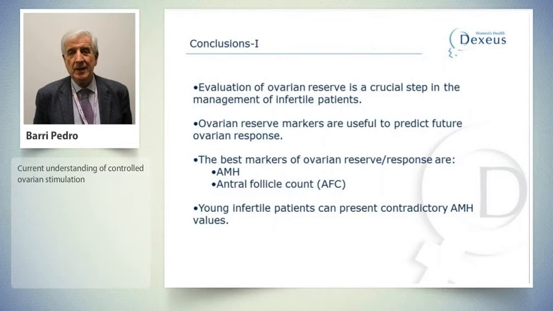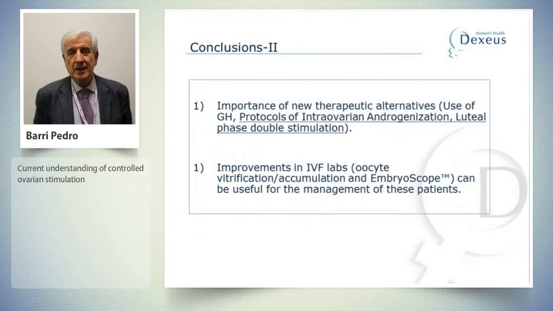In conclusion, the evaluation of ovarian reserve is crucial because you have to identify which type of patient you have in front of you. Ovarian reserve markers are useful to predict future ovarian response of these patients. The best markers, in our opinion, are age, of course, but AMH and antral follicle count. And be careful because some young patients can present contradictory AMH levels and very low AMH level, and they respond afterwards normally.